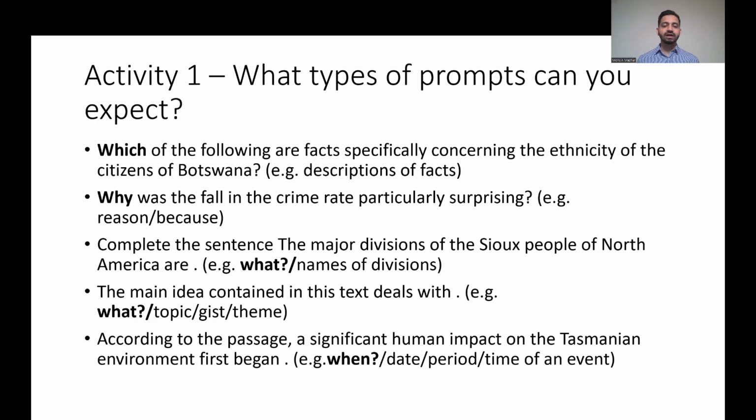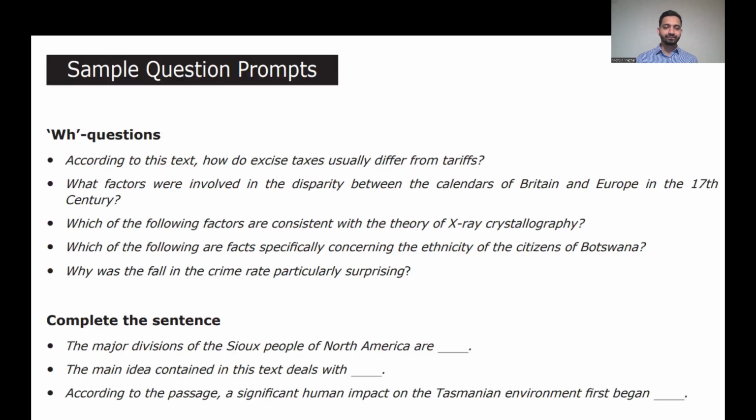According to the passage, significant human impact on the Tasmanian environment first began when? So we're looking for a time, isn't it? It's the same as completing the sentence, but it's looking for the time, where the question word here is "when". So we're looking for a period, a date, a time of event. When did this happen? When exactly did this happen? So we will be scanning for that in our passage when we read it.